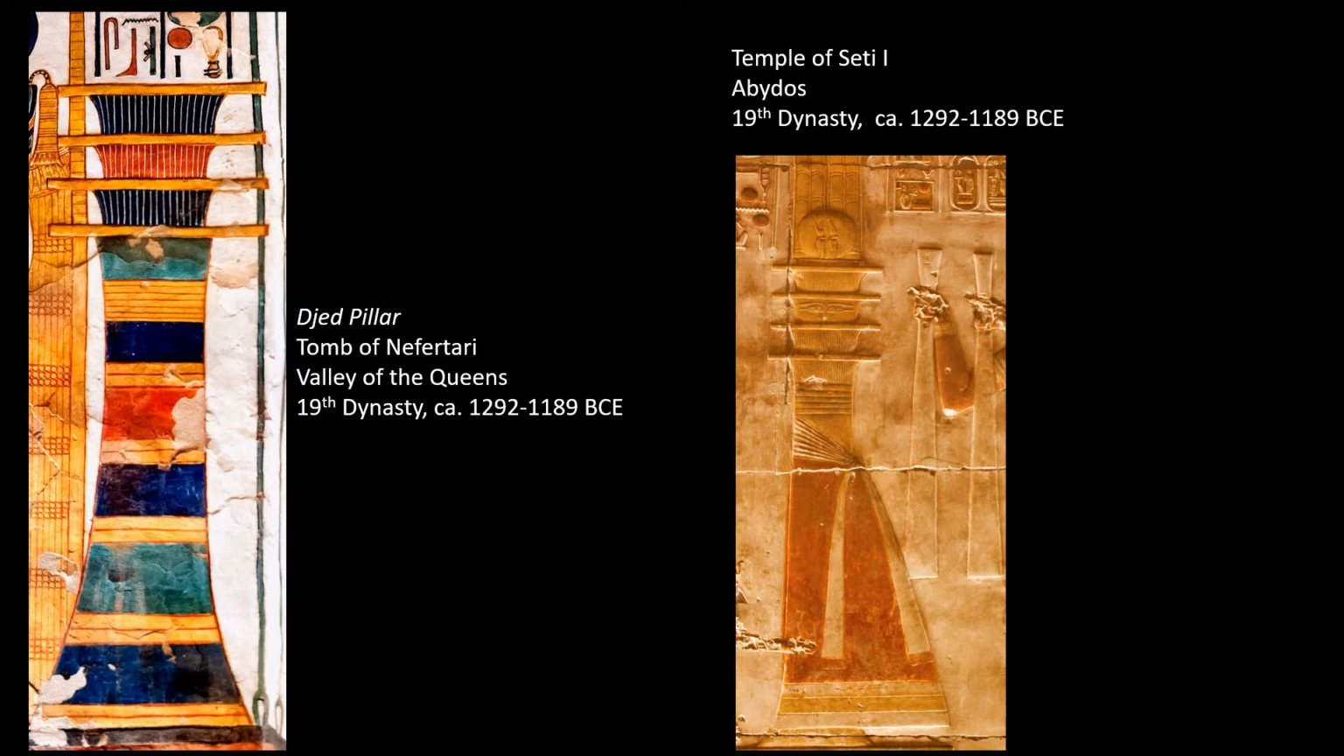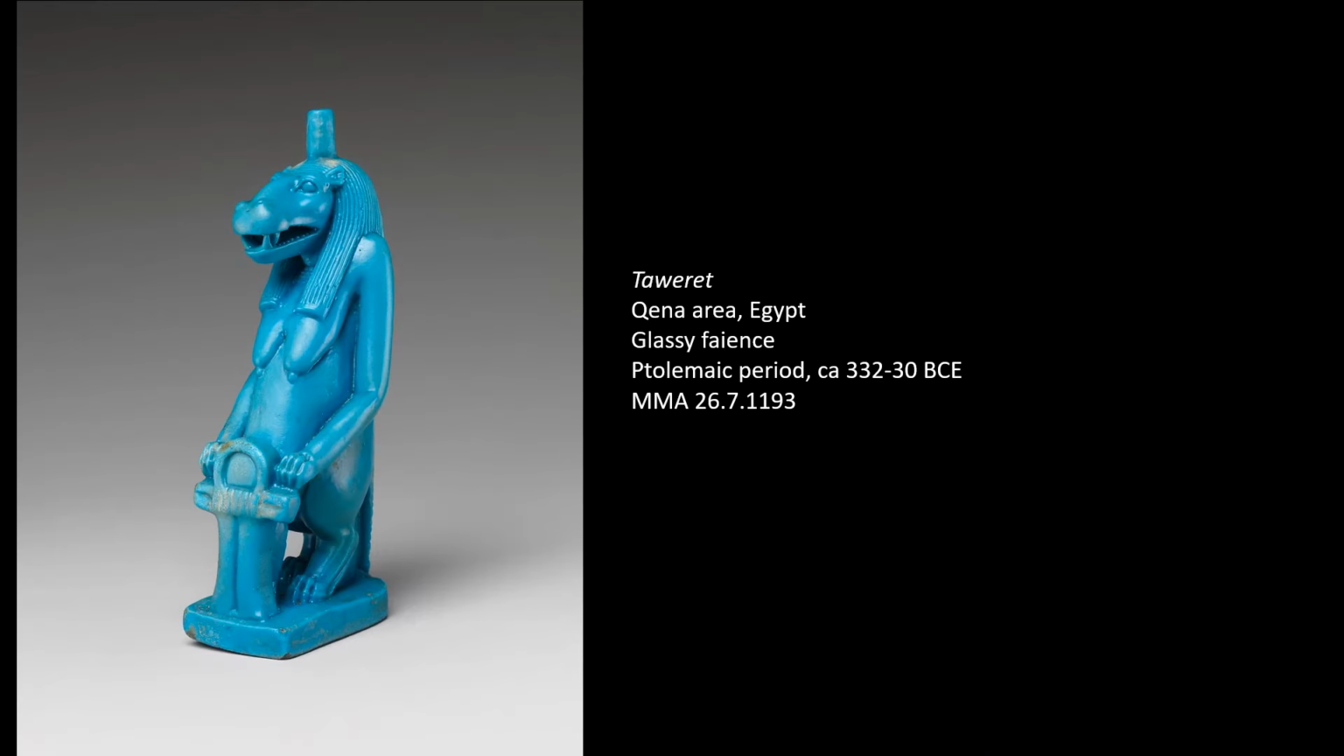So obviously the different manifestations and hybridities that are possible is quite overwhelming. And in some cases, we might see a hybrid deity that is composed of more than two creatures, such as Tawaret, the goddess of childbirth and fertility. She is represented as a bipedal hippopotamus with feline paws and limbs and human breasts.